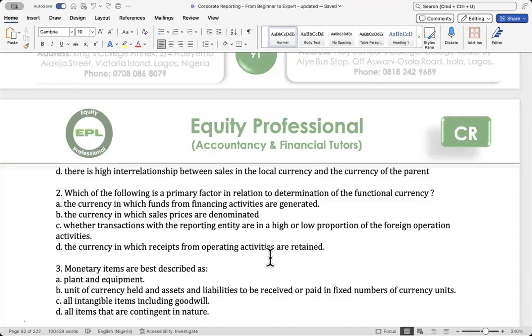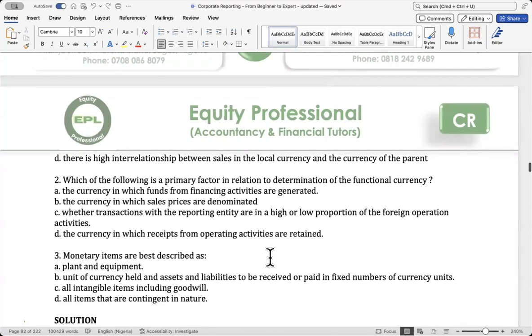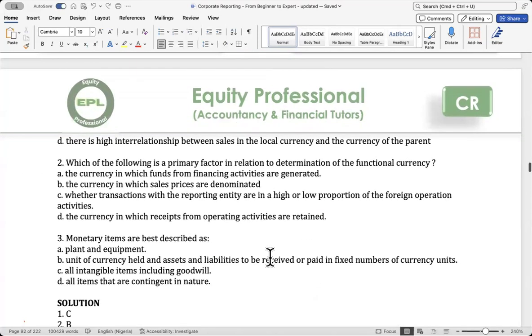Number three, monetary items are best described as: plant and equipment, units of currency held, assets and liabilities received or paid in a fixed number of currency units, or tangible items. What's the answer here? B. That's correct. This one is obvious. It's B. So that means you understood everything I've mentioned so far. Good.